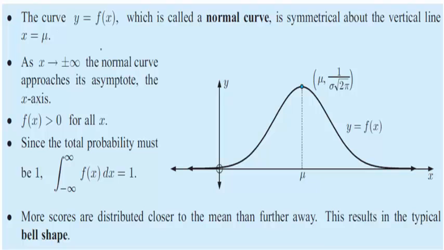For the curve y equals f of x, we just showed you the equation. The normal curve is symmetric about the line x equals mu. So this is a symmetric distribution. As x approaches infinity and negative infinity, the normal curve approaches the x-axis. It's asymptotic. And all of the f of x's are greater than 0. And since this is a probability density function, the total area under the curve must be 1, meaning the integral from negative infinity to infinity of f of x dx is equal to 1.